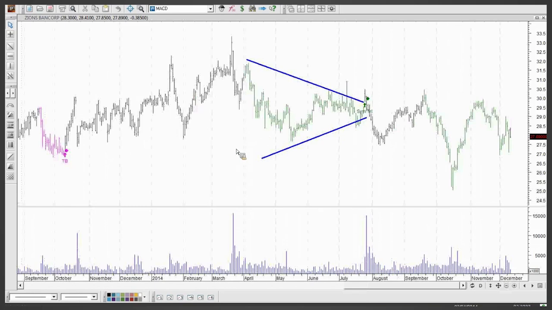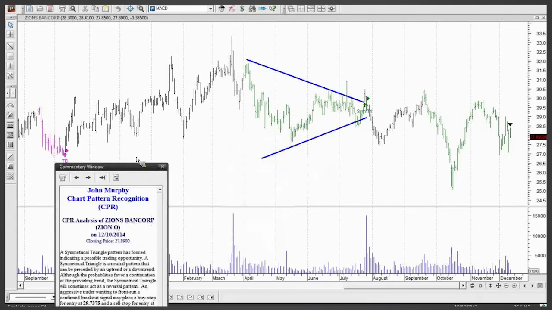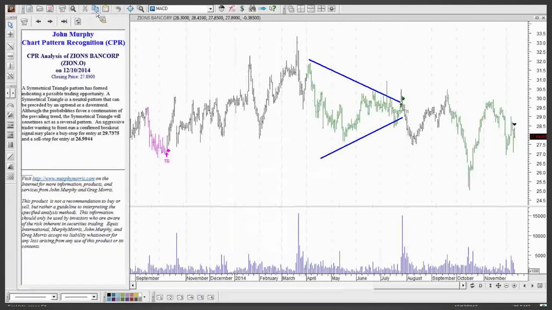Now what I want to do is show you the expert commentary that goes along with this add-on, because it is very, very helpful in establishing your trade guidelines and the rules of what these patterns actually mean. So we're going to go down to the expert advisor and click on commentary.